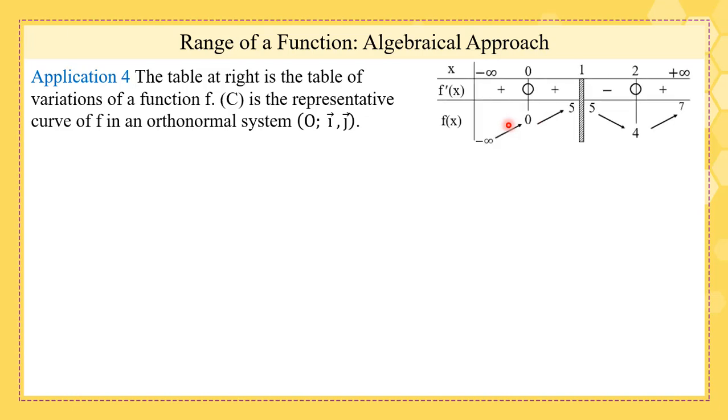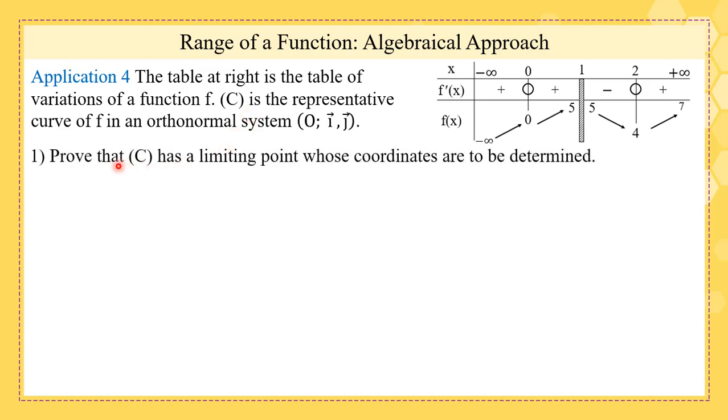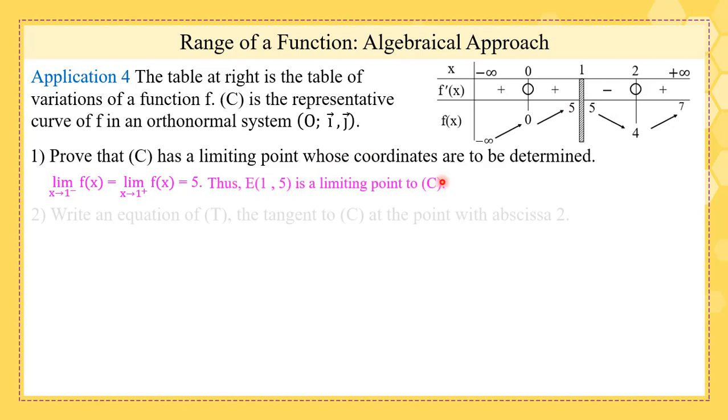Okay, another application. We have this table of variations and C is the representative curve of the function f. The question is to prove that C has a limiting point whose coordinates are to be determined. The limit, as you see, as x tends to 1 minus is 5 and the limit as x tends to 1 plus is 5, so we can say that E(1, 5) is a limiting point.